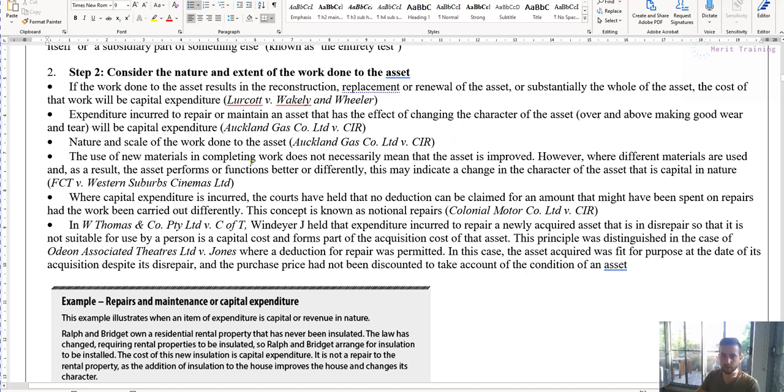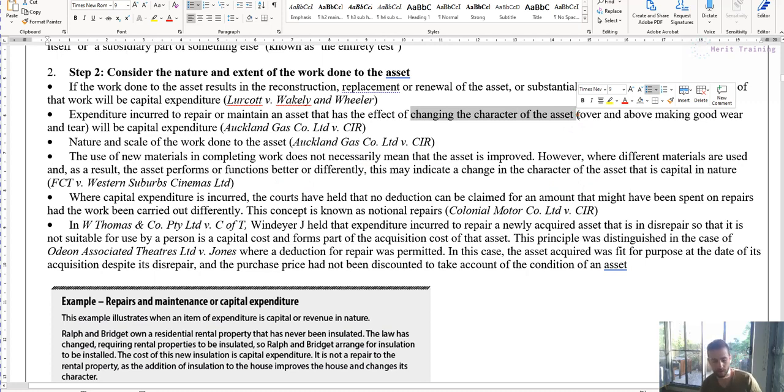Does the use of new material matter? Just because you use new material doesn't mean the asset is improved. However, if different materials are used and as a result the asset performs or functions better or differently, this may indicate a change in the character. So ultimately, it comes back to this point up here: is the character of the asset the same? It doesn't matter if the material is different.